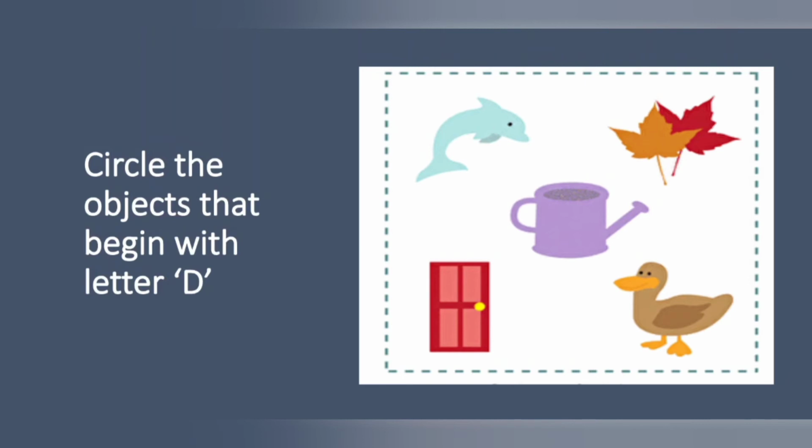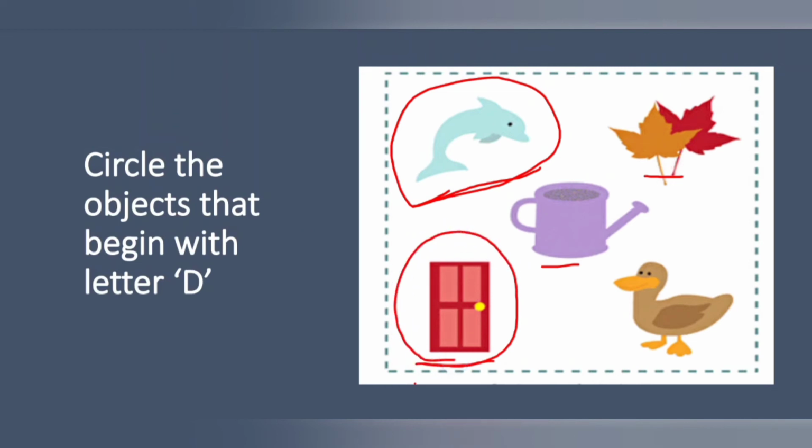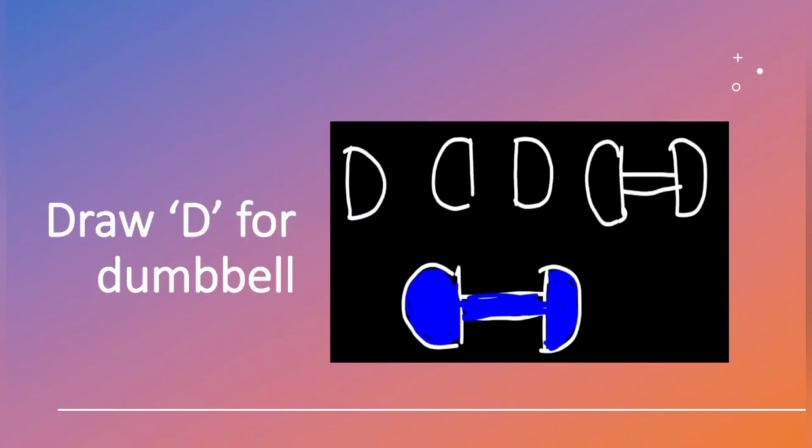Circle the objects that begin with letter D. Okay. What is the first one? D for dolphin. Circle it. These are leaves. They are not with D. This one, this is the water can. The next one, what is this? D for door. To open and close, you know, right? That is the D for duck. Circle it. Yes, these are the words.